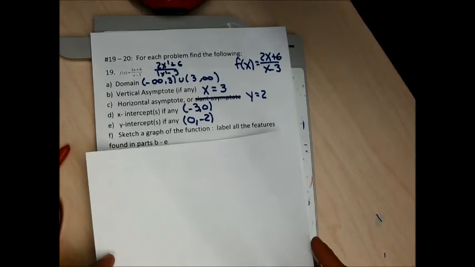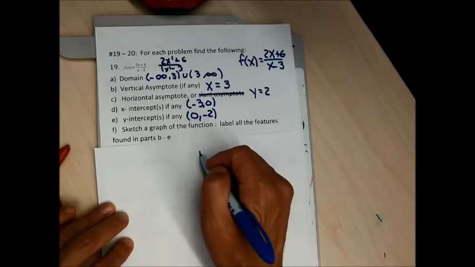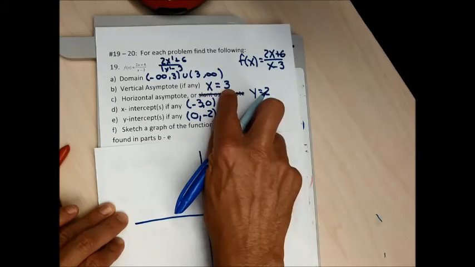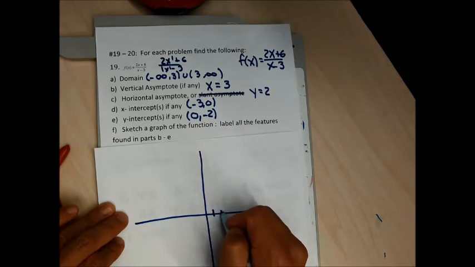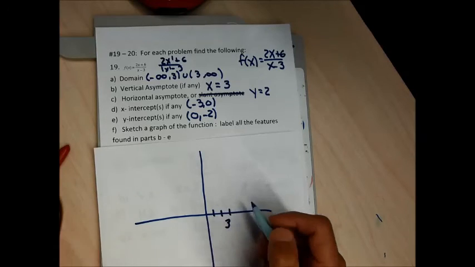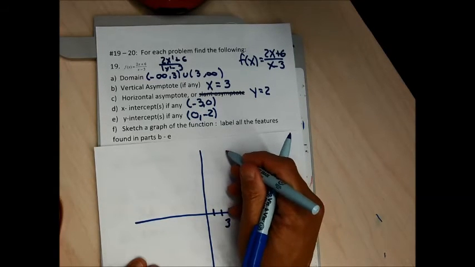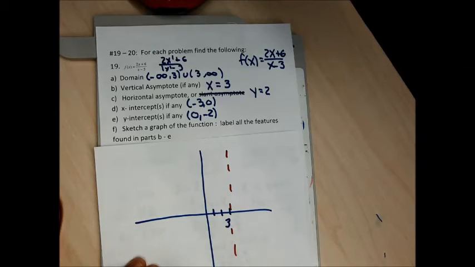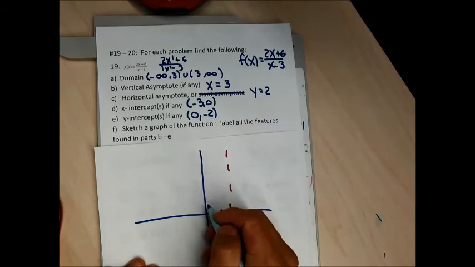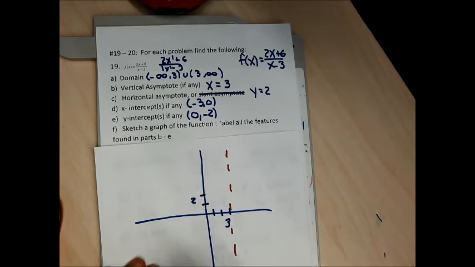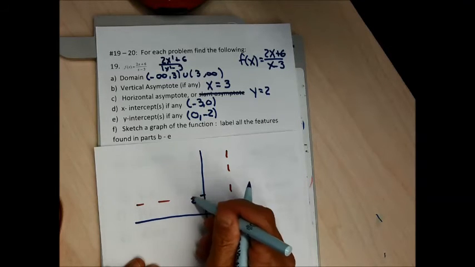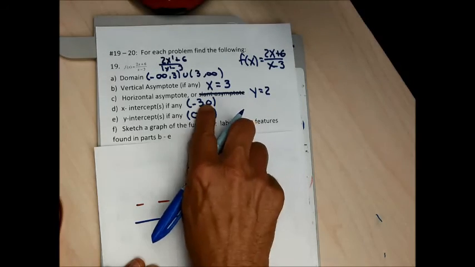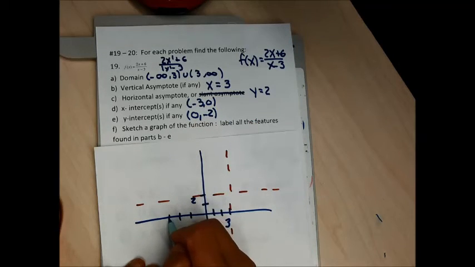So now I'm going to do part F and sketch a graph. And on my graph, I need to show all these features. The first feature I need to show is the vertical asymptote at x equal to 3. So I'm going to draw a dashed vertical line through 3 on the x-axis for the vertical asymptote. I also need a horizontal asymptote at y equal to 2. So I'm going to draw a dashed vertical line through 2 on the y-axis. I need an x-intercept marked at the point (-3, 0).